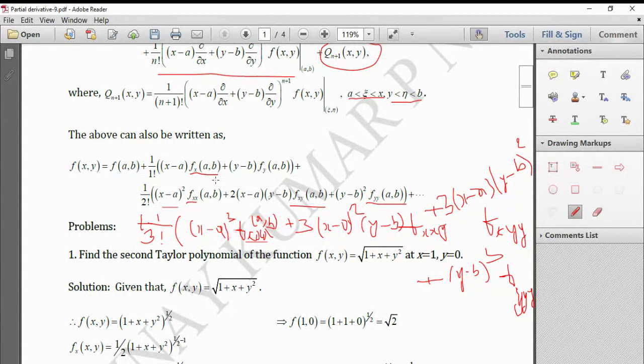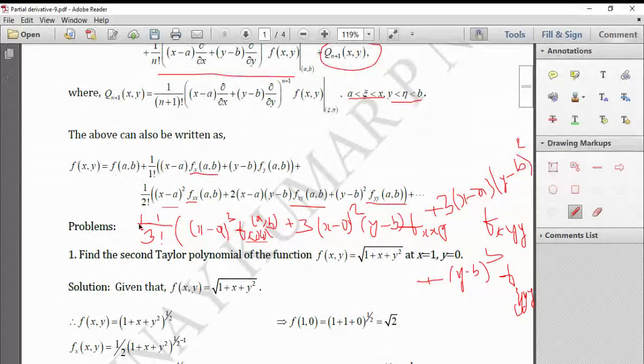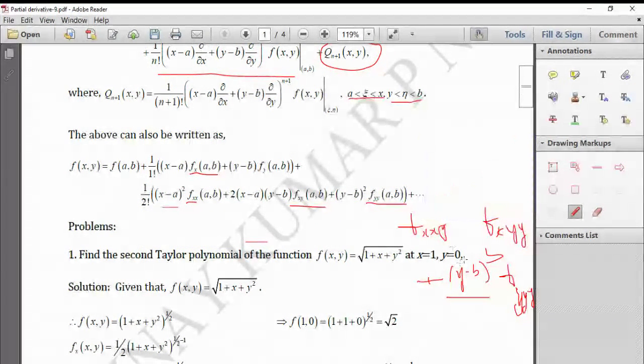If they ask you to find Taylor's second polynomial, then you have to find this plus this. If they ask you to find the Taylor third polynomial, that means Taylor polynomial of degree 3, then you have to come up to here, from f of a, b to here. That gives you the Taylor polynomial of the given function of degree 3.